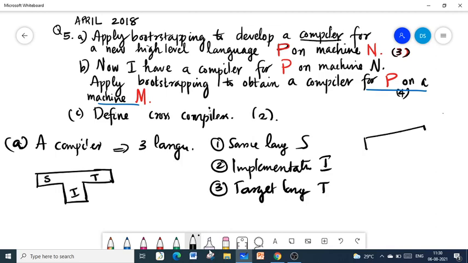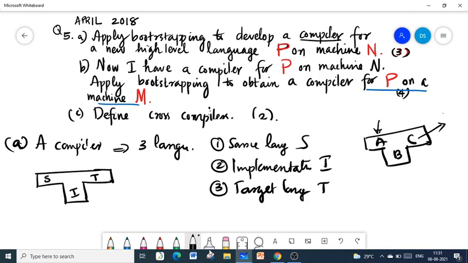Suppose I am writing A, B, C like this. What do you understand from this? This is a compiler which compiles source language A, using the implementation language B, for generating the target code C. So that is the interpretation. Whenever you are using a T diagram like this, it is representing a compiler.